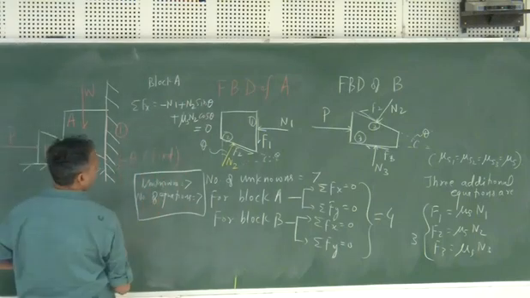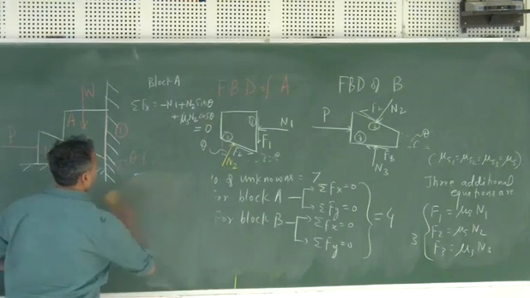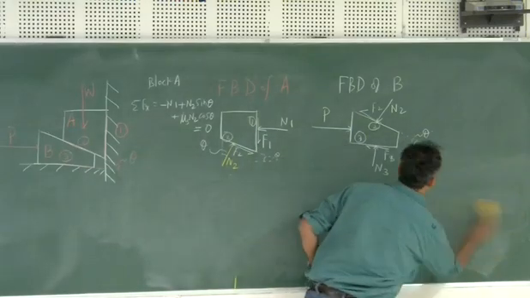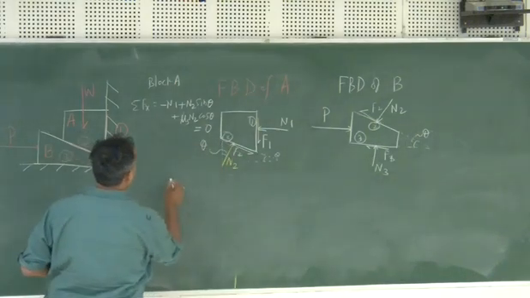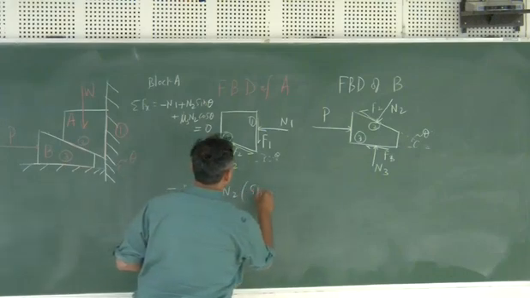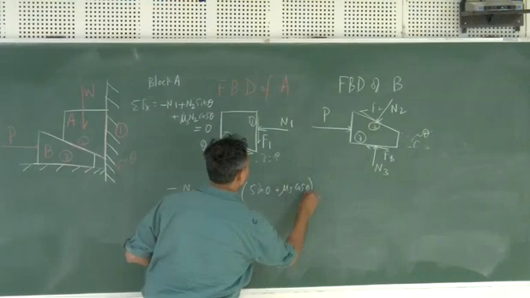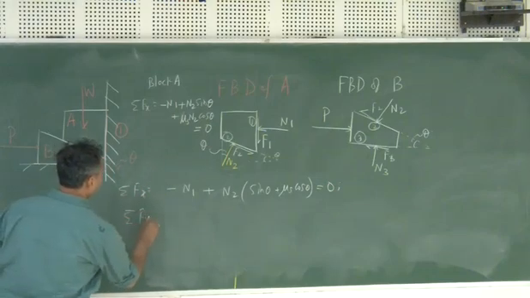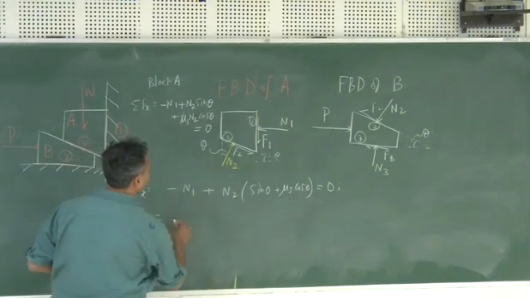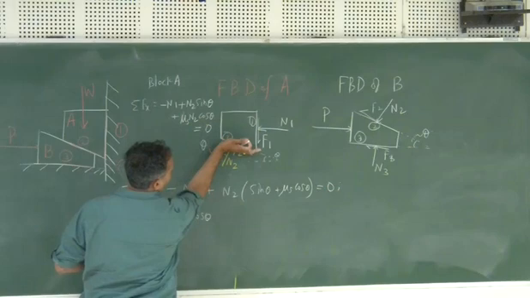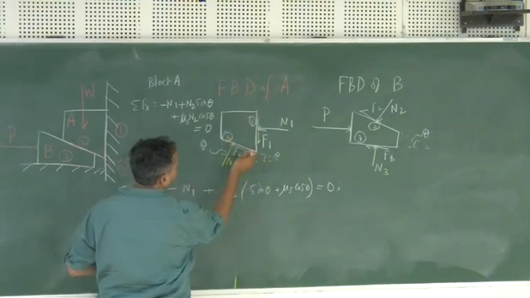So this is your first equation related to block A. It turns out to be minus N1 plus N2 (sin theta plus mu s cos theta) equals 0. This came from summation of Fx equals 0. If you write summation of Fy equals 0, what will happen? It will be your N2 cos theta, at this particular point, cos theta.